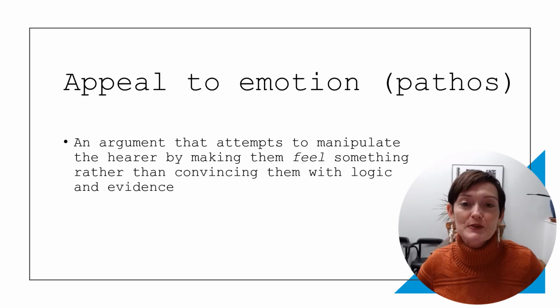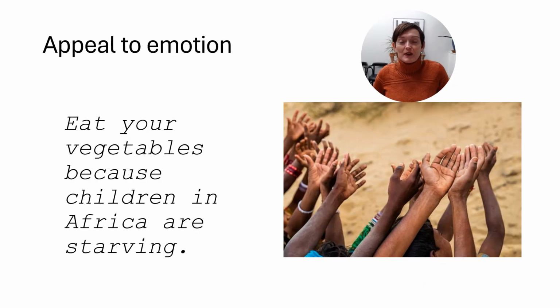So I'll give you a few examples of appeal to emotion. Here's one that you've probably heard when you were little. Eat your vegetables because children in Africa are starving. Or if you didn't hear it, definitely other people heard this. So also this is a non sequitur if you're thinking back to our terms from the last set of slides. There's no relationship between you eating your vegetables and what happens to children in Africa. So this is both an appeal to emotion because it's trying to make you feel sorry for the children in Africa and therefore get you to eat. But it's also a non sequitur because there's zero relationship between those two things.